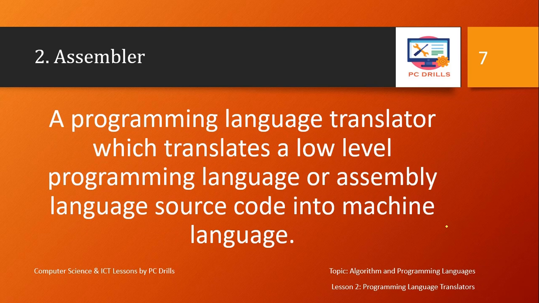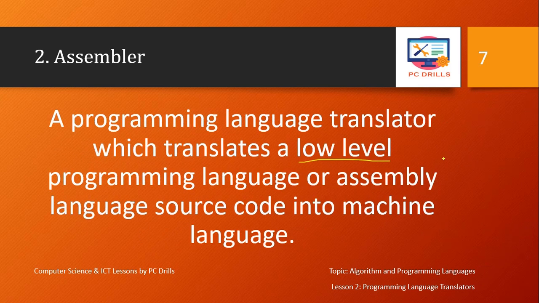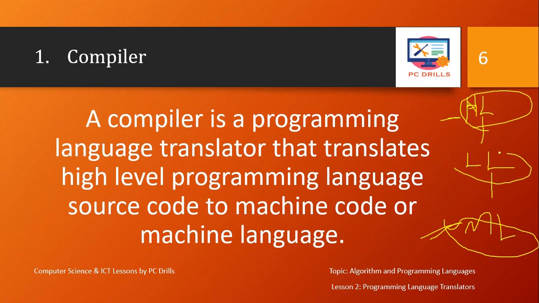Next, we have an assembler. An assembler is a programming language translator which translates a low-level programming language or assembly language source code into machine language. On the previous slide with this small sketch, for a compiler it's from high level to machine language, but for an assembler we have instead the low-level language into the machine. So we are dealing with these last two at the bottom.